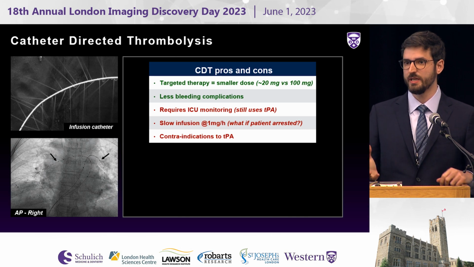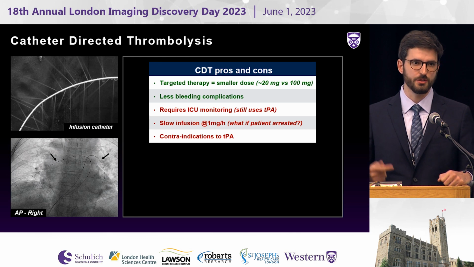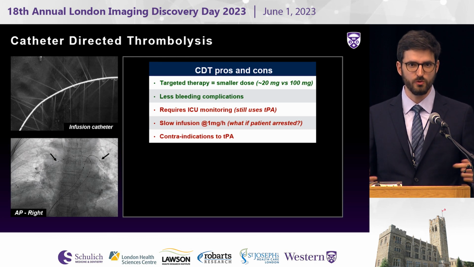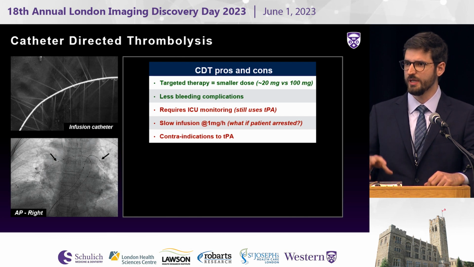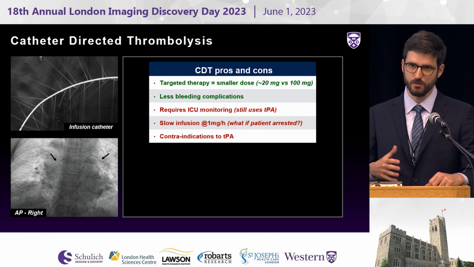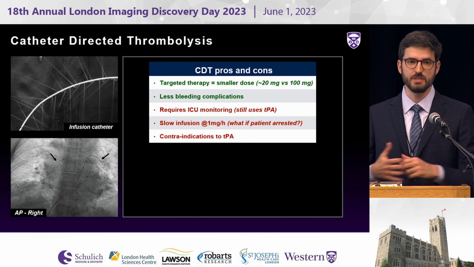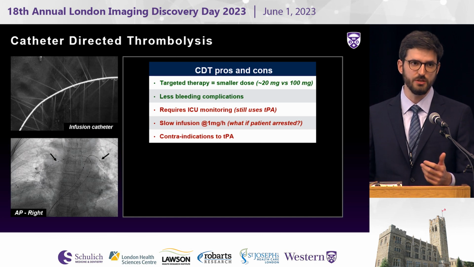But the disadvantages are you're still using TPA. It's still a drug. The patient on TPA will still have to be monitored in ICU, increasing costs. And of course, we don't have beds to spare. The TPA is very slowly infused. It's 1 milligram an hour, or actually 1 milliliter an hour. So you can see how slow that is. It takes about 20, 24 hours for you to achieve the maximum dose to treat that patient.